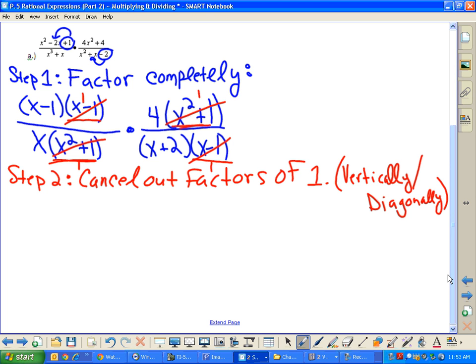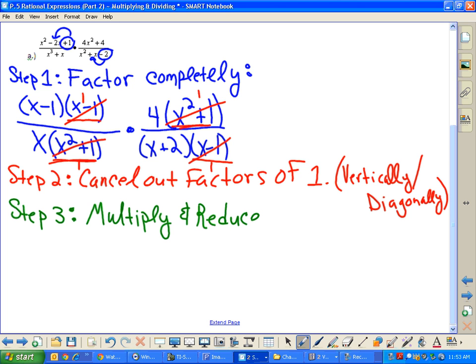Last step. We multiply and reduce again if possible. Like let's say you forgot to cancel a factor, it'll appear again. Just make sure your answers are always in lowest terms. So we multiply and we reduce if possible. Reducing was the skill that you practiced last night, like in problems 28 and 26.